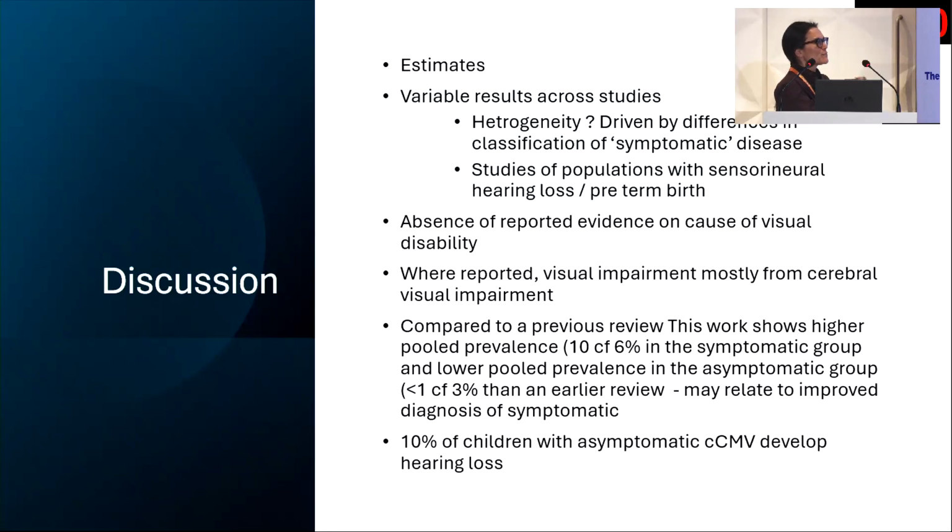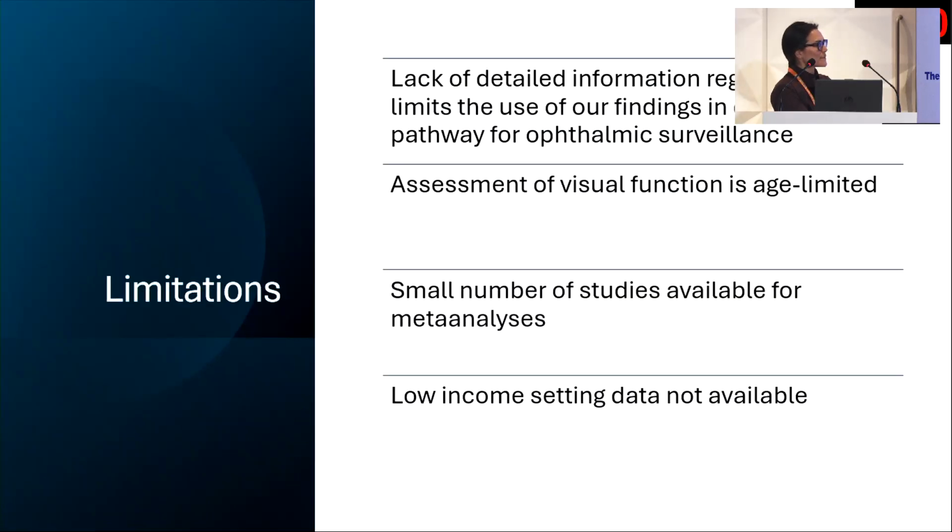And those differences in result probably do relate to those changes in diagnostic criteria, because if we're better at picking up symptoms, doing more brain scans and looking harder against those diagnostic criteria, there are possibly more children in the symptomatic group than would have been pre-2017. It's really important to note as well that 10% of children who are initially asymptomatic may go on to develop hearing loss, so they do need to be in screening programs.